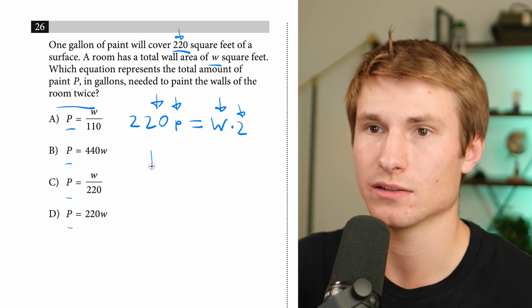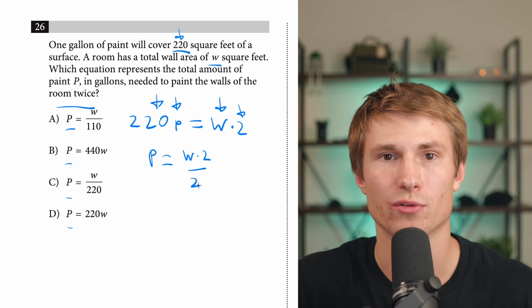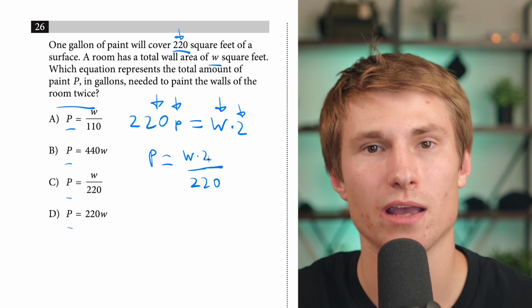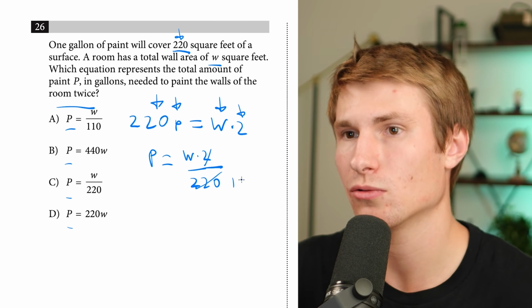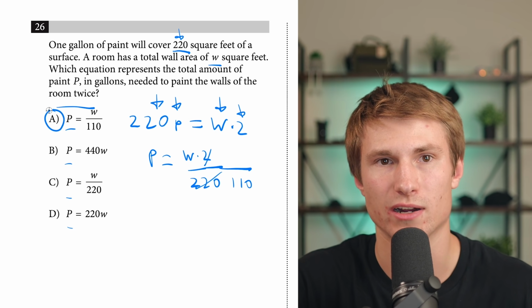That being said, let's go ahead and solve for P now. We know that P is going to equal W times 2 all over 220, because we divide both sides by 220. Next, we'll simplify. We can divide 2 by 2 and 220 by 2. If we cross both of those out, we'll end up with 110 in the denominator. So P is equal to W over 110. Our answer there will be answer choice A.